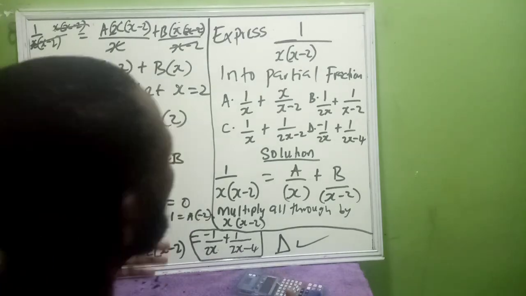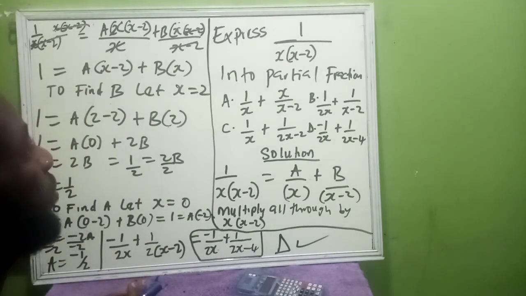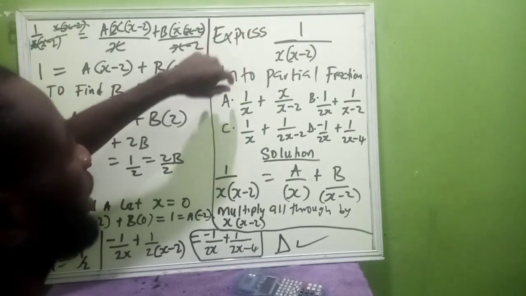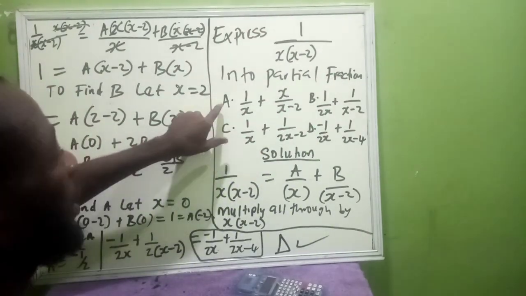This is what National Defence Academy called past question 2025. We are asked to express 1 over x open bracket x minus 2 close bracket into a partial fraction. These are the options given.